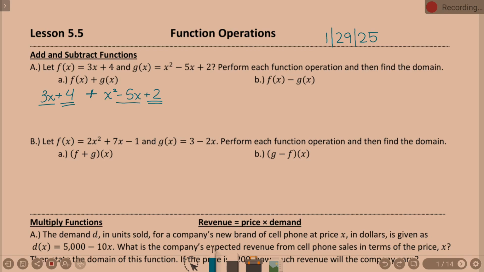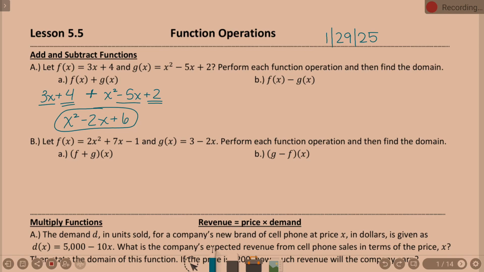And then what can we not forget? X squared. There's an x squared. So when I write this, I tend to go highest power to lowest power. So I'm going to put x squared minus 2x plus 6. That's all you're asked to do for f plus g.